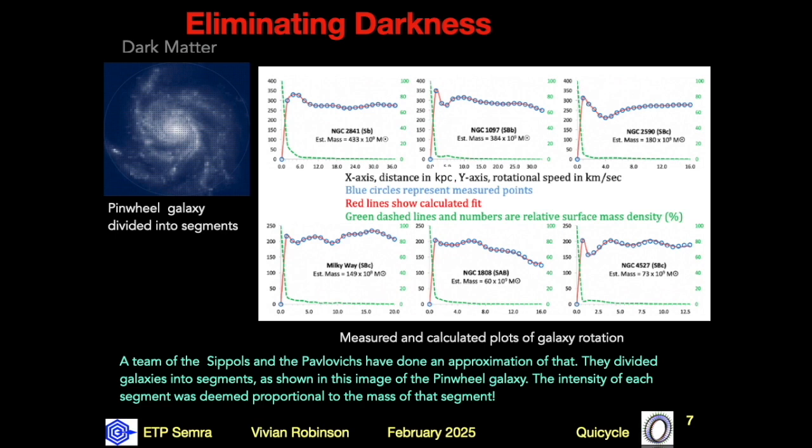In these plots, the vertical scale is speed in kilometers per second. The horizontal scale is distance from the rotation center in kiloparsecs. A kiloparsec is 3.26 light years. The blue circles represent measured points. The red line is the calculated fit. The green dashed line shows the relative mass compared to the maximum mass for that galaxy. But the overall agreement in this selection is good.